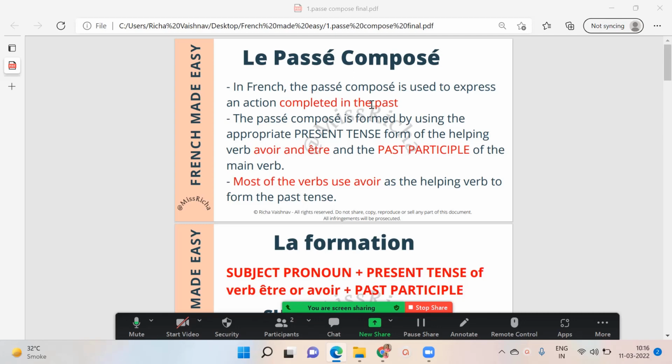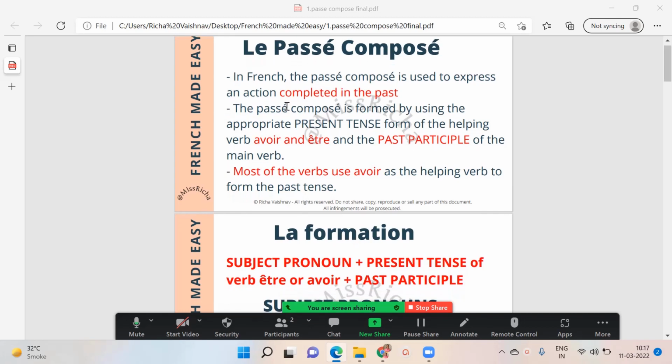Now the best part in French is you do not have to get into the details of that. Passé composé can be used for indicating any completed action in the past. So that includes your simple past tense and your past perfect tense. So there are no different forms for it. For now, just understand that any action which is completed in the past is conveyed through passé composé.